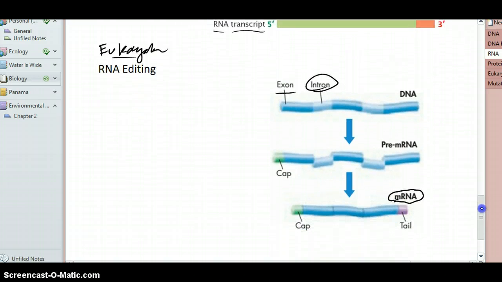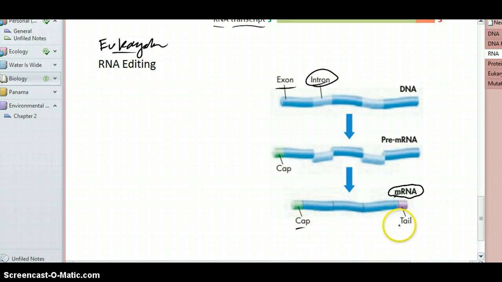Processing or RNA editing also entails putting on what's called a cap or a tail, and the cap and tail essentially protect the mRNA transcript, and when it comes time for translation, they tell the ribosomes where to start. They'll always start at the cap end of the mRNA.